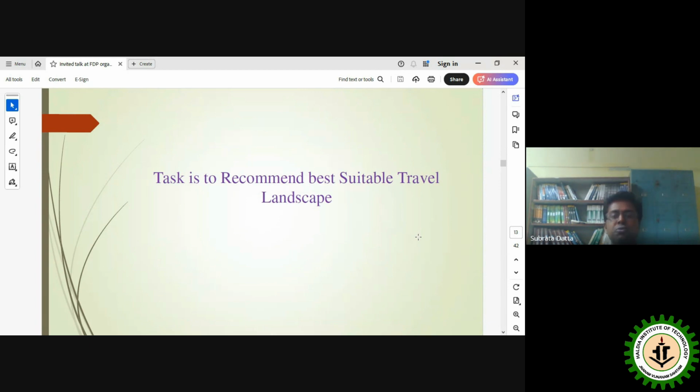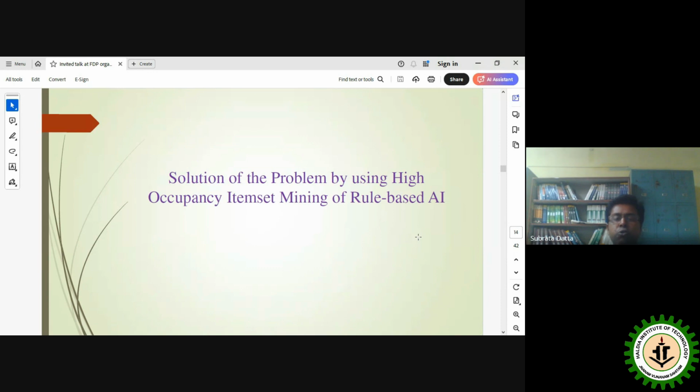So the task is to recommend the best suitable travel landscape. So this is our task actually. So what is the solution? Under rule-based AI, we have tried to solve the problem with high occupancy item set mining. This is a new area of rule-based mining, actually called high occupancy item set mining.